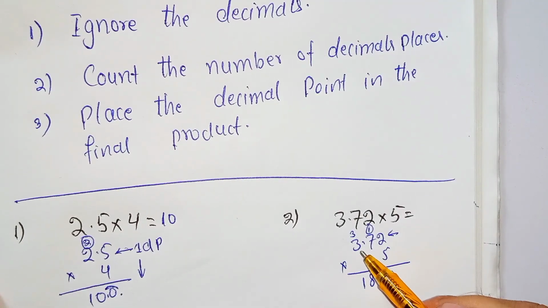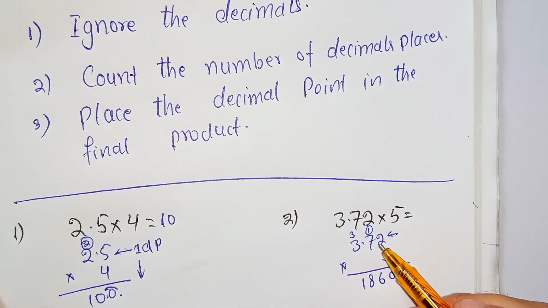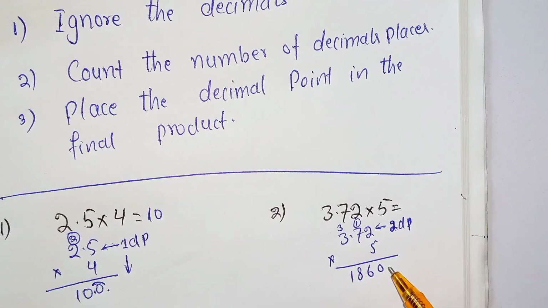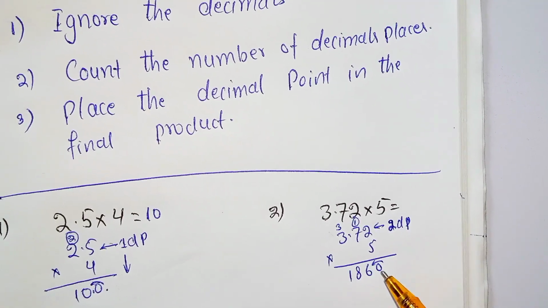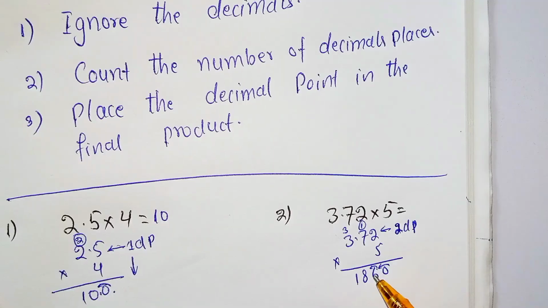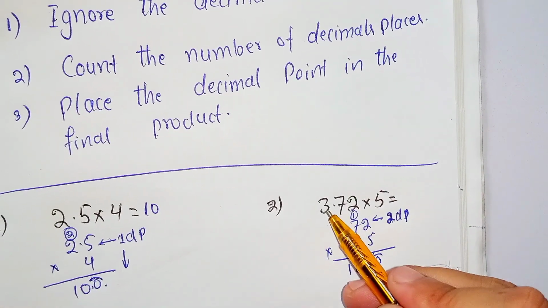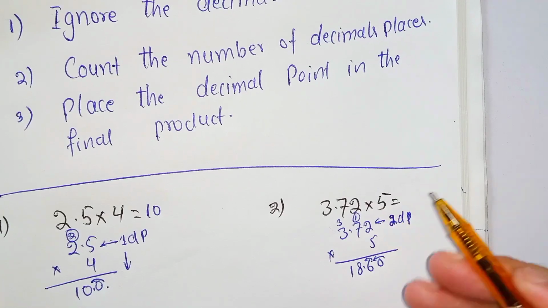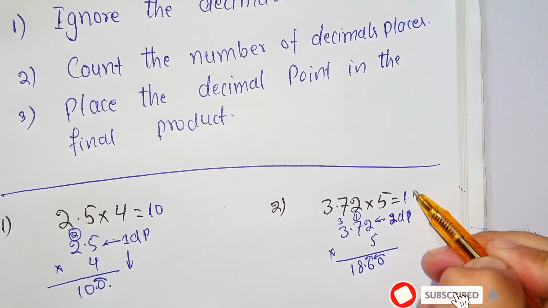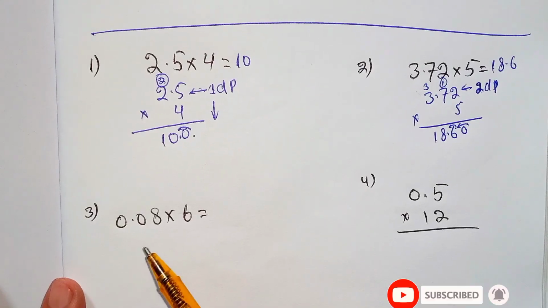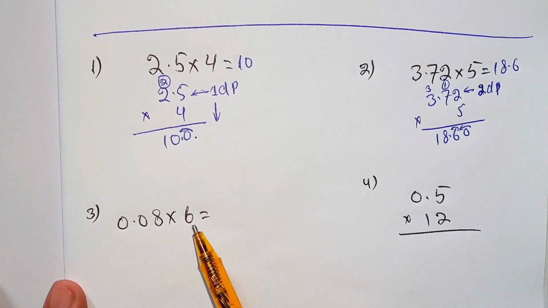So here we see that there are two decimal places in 3.72. So we will move the decimal point two places in the answer, right? So this is one place and this is second place, right? So the answer is 18.6, right? So we can say that 3.72 multiplied by 5 is equal to 18.6.